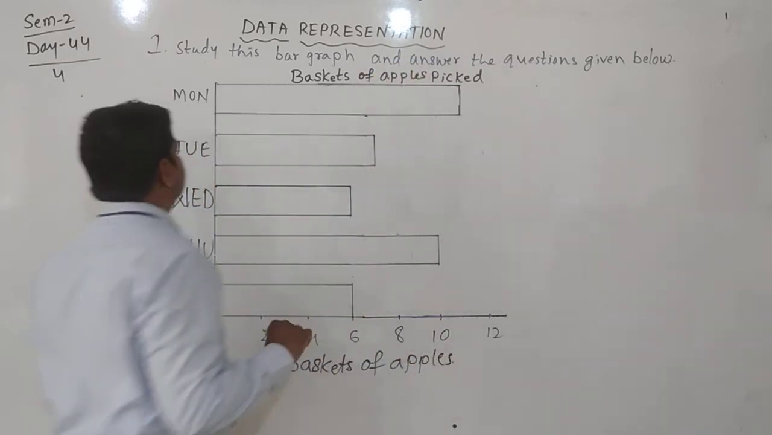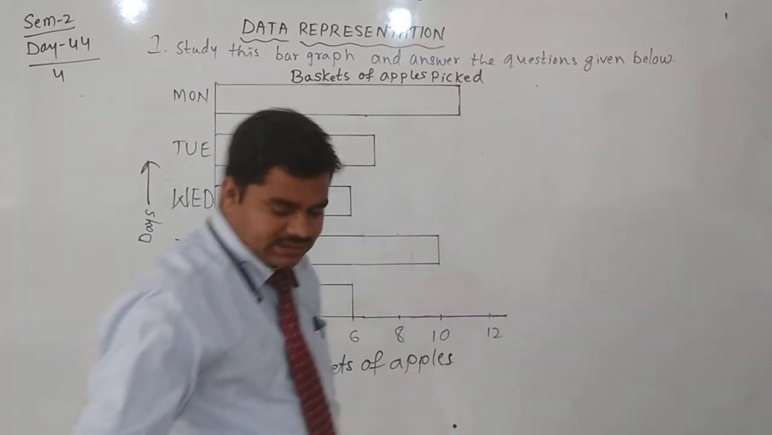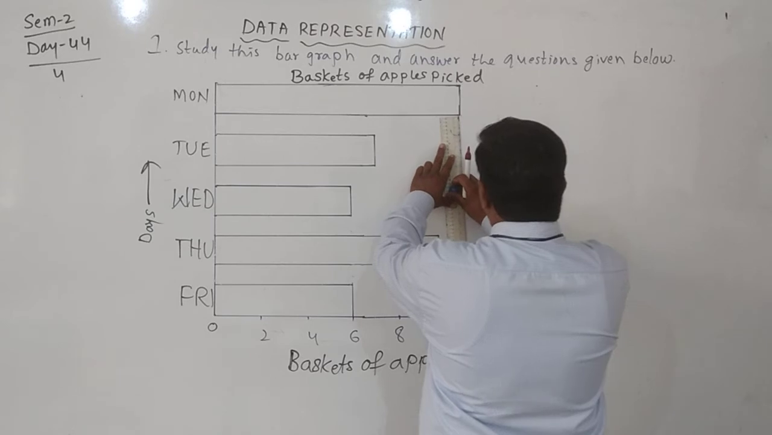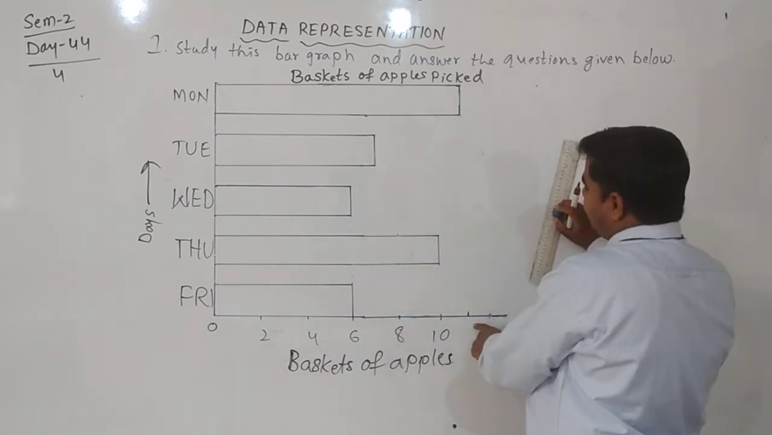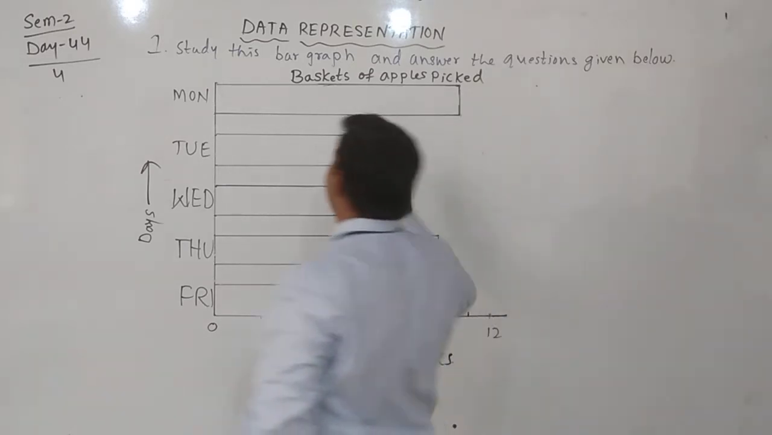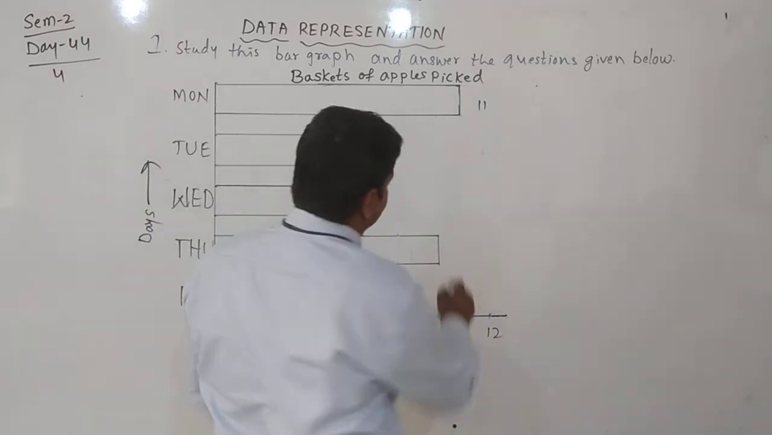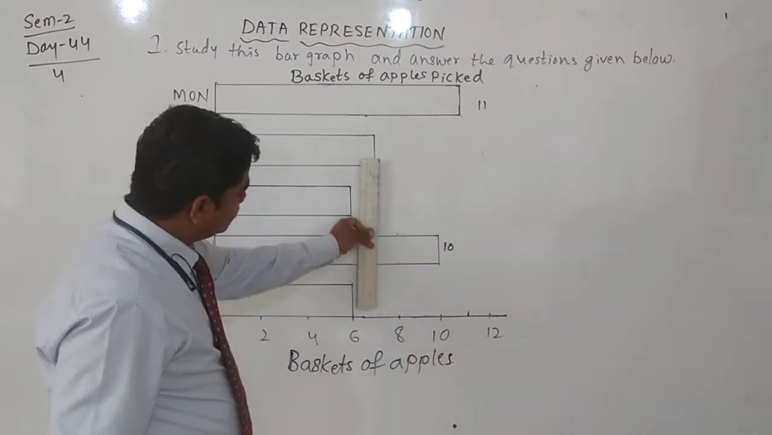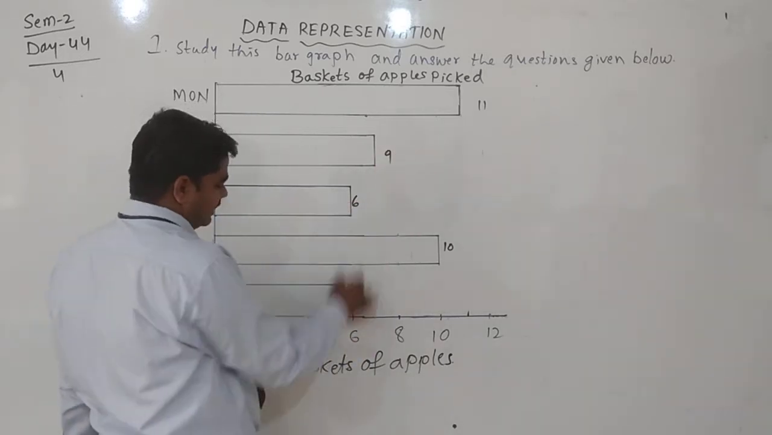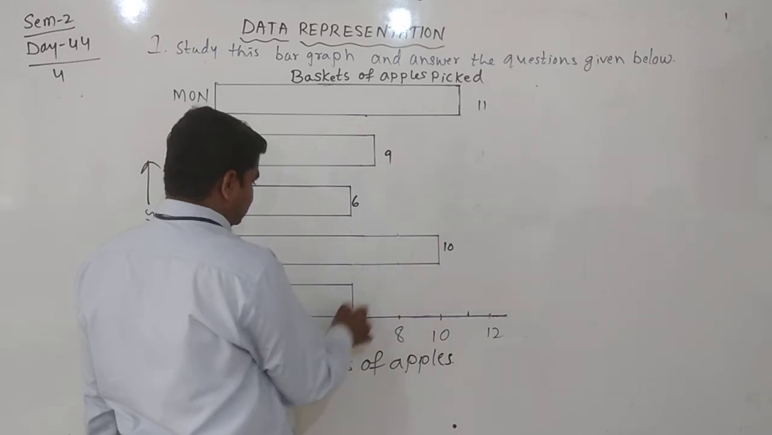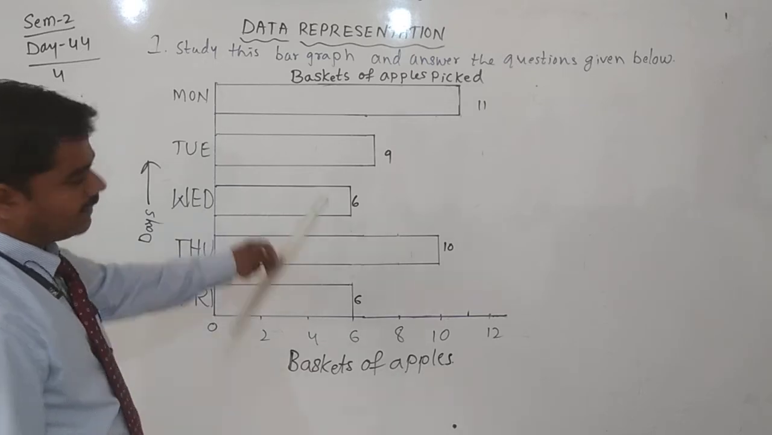Now see, Monday, how many baskets of apples? Here up to 12, it is between 12 and 10, which means 11. So this is 11 baskets. Then next, here it is 10 baskets. Then Tuesday it is 9 baskets, and Wednesday it is 6 baskets. Thursday 10. Again Friday it is 6 baskets. Clear? Very simple, this one.